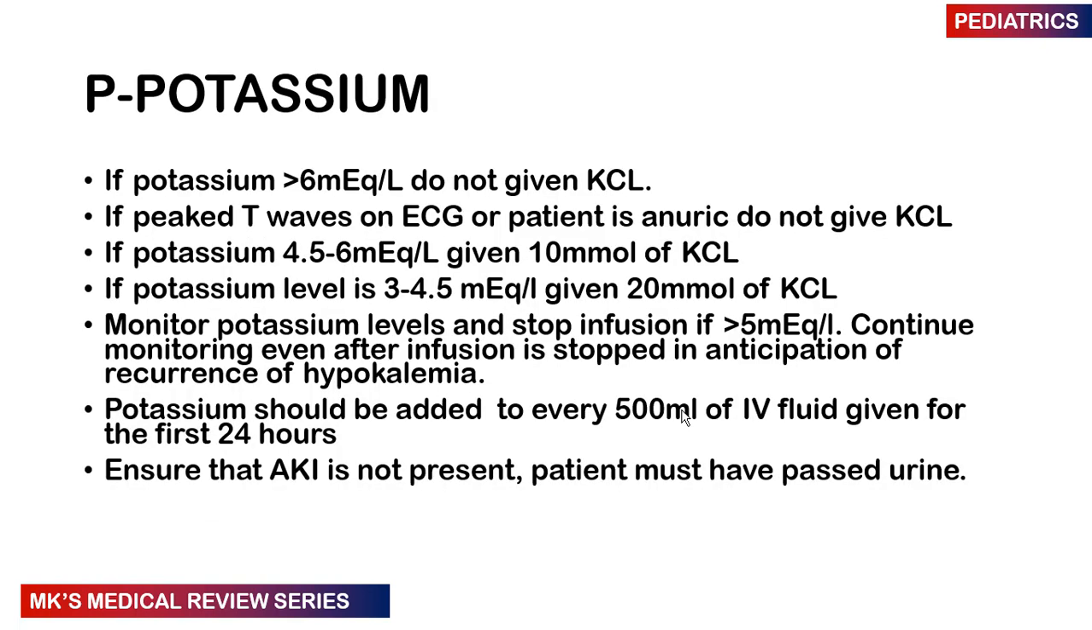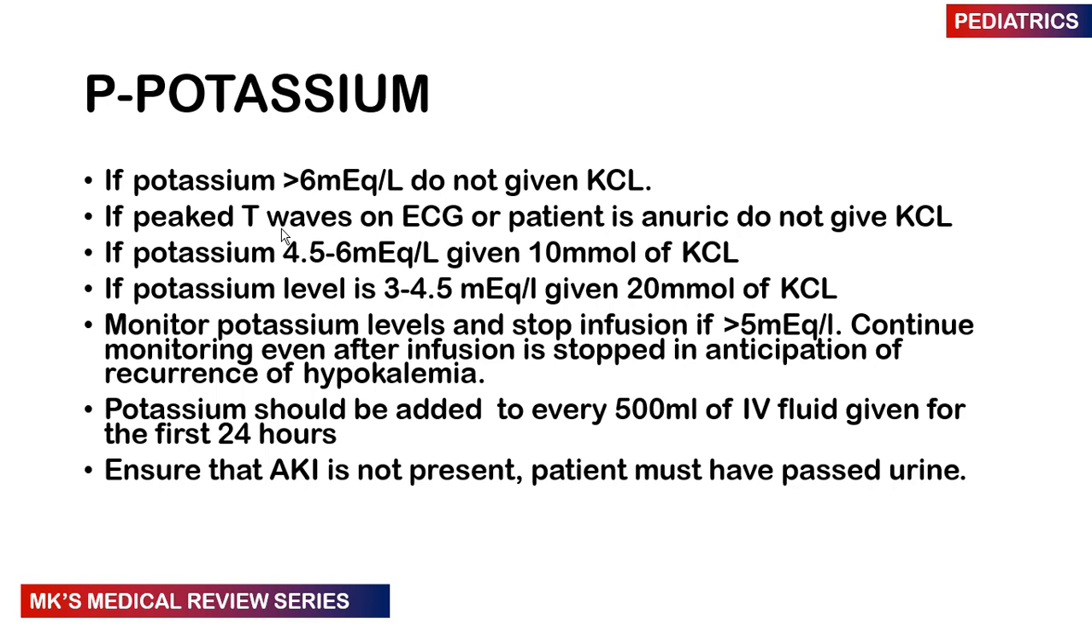Then the next is potassium. So if the potassium is greater than 6 milliequivalents per liter, you don't give any potassium chloride. If you see any peaked T waves on the ECG, or the patient is anuric, catheterize them and wait for some urine output. Do not give potassium chloride.